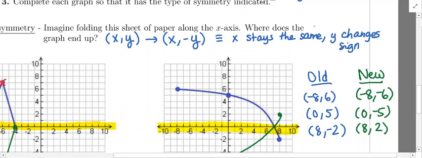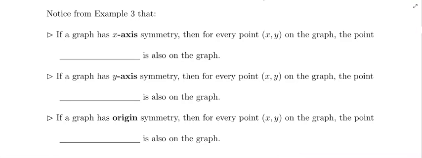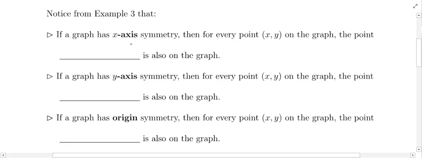If you jump ahead to page 6, to the top of page 6, we are going to go ahead and summarize this. I'll write this in one place for all the different types of symmetry. It says notice from example 3, that's what we're currently on. The first bullet point talks about x-axis symmetry. If a graph has x-axis symmetry, then for every point x, y on the graph, that point is going to get sent to x, negative y.